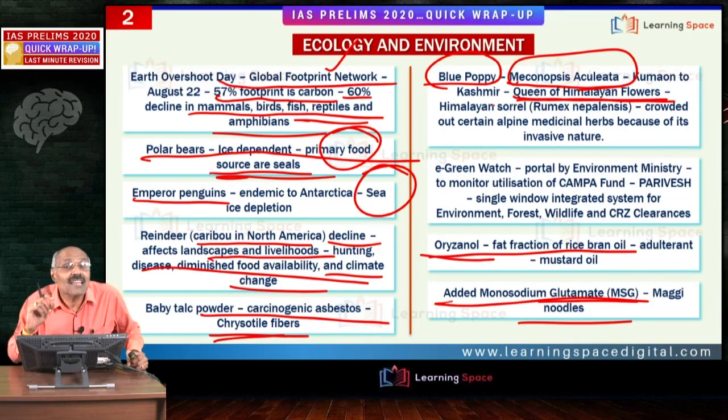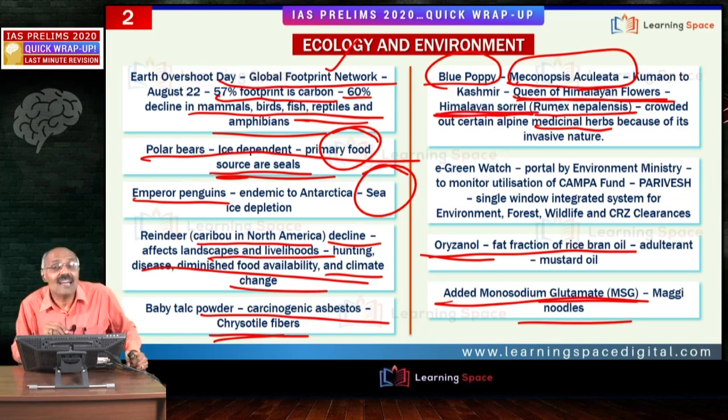And another one, that is Himalayan sorrel, please don't forget, that is Rumex nepalensis. It crowded out alpine medicinal herbs because of its invasive nature. Friends, in the Himalayan region, this particular plant, Himalayan sorrel, is acting as an invasive plant. What is happening is it is crowding out medicinal plants. Medicinal plants are not able to survive. This is the important aspect to note.